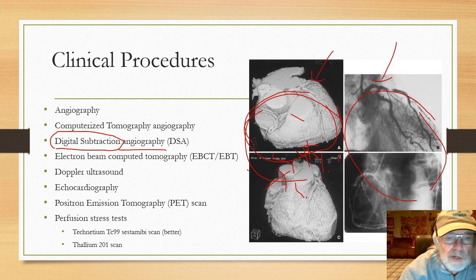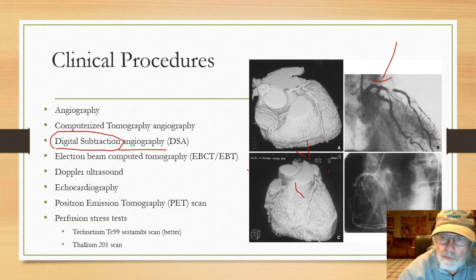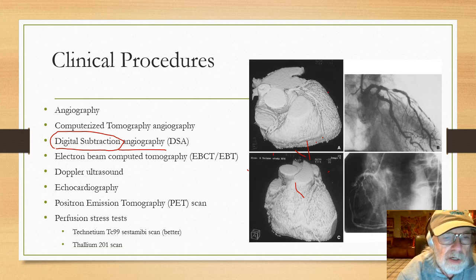This right here is just another image of looking at the heart. Again, over here we see an angiogram. What they could do is what's called electron beam computed tomography, and this is a tomogram.